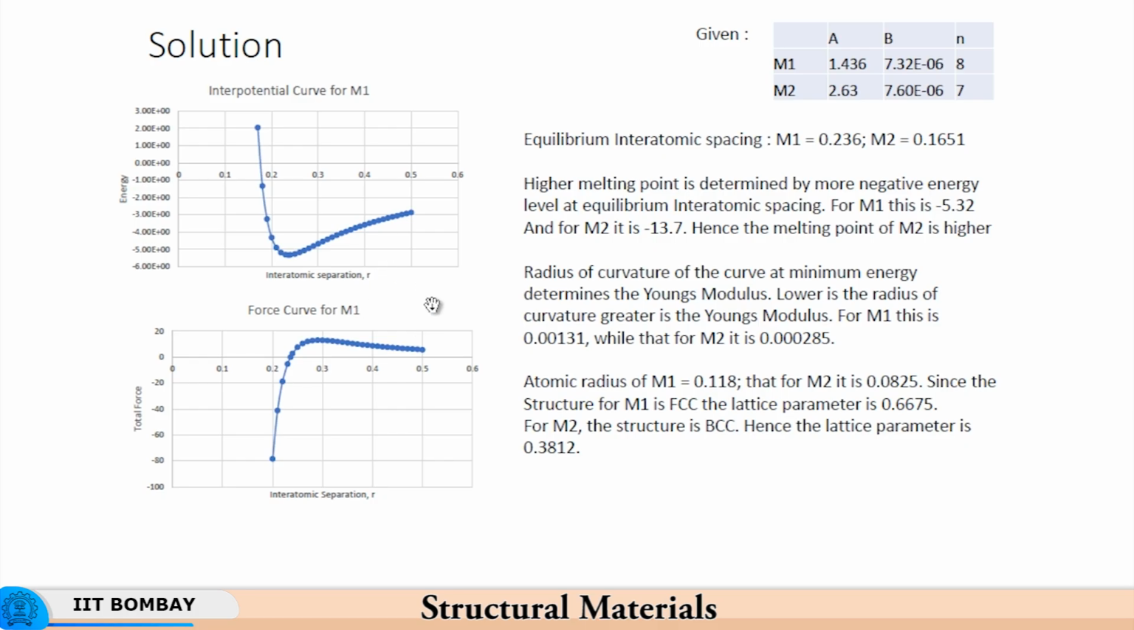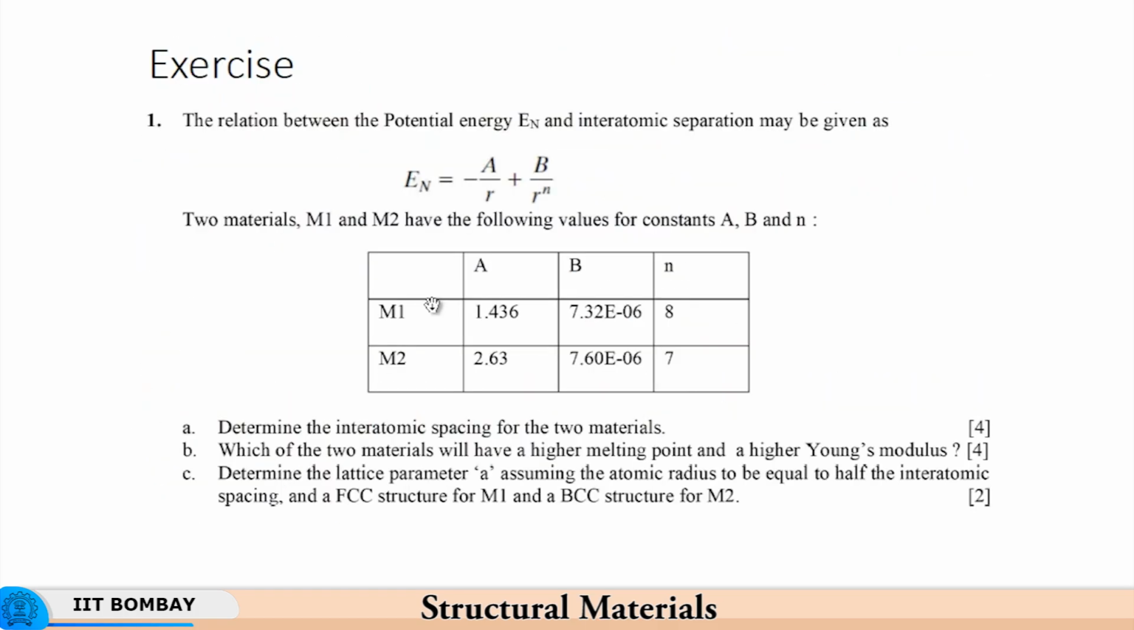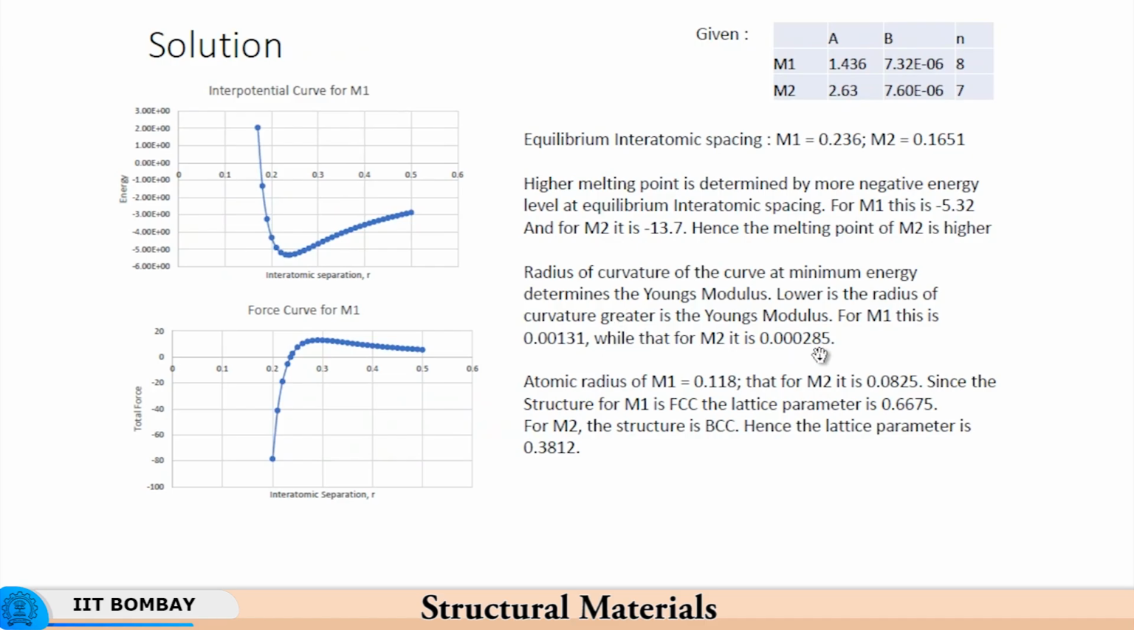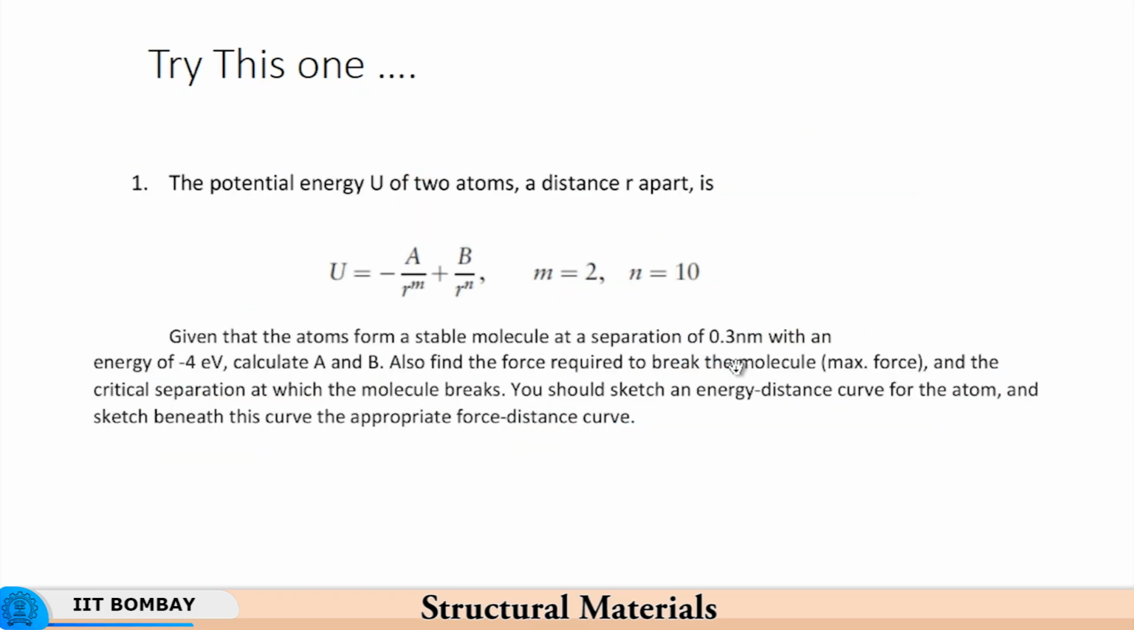So you need to again differentiate this equation, this energy equation has to be differentiated again, and then you have the radius of curvature determined based on the first derivative and the second derivative, and then you get these two values for the M1 and M2 materials.